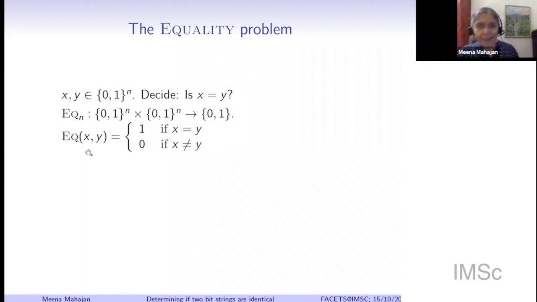The equality function is actually, if you think of it, a family of functions, one for each n. And this is the typical thing that we will look at in this setting. You have families of functions parameterized by the length. So equality of two strings of the same length. We are assuming that they are of the same length, and now we want to check whether they are equal.